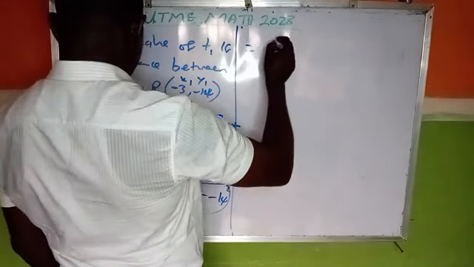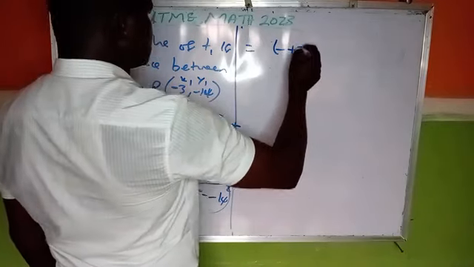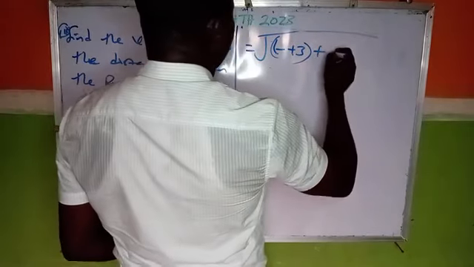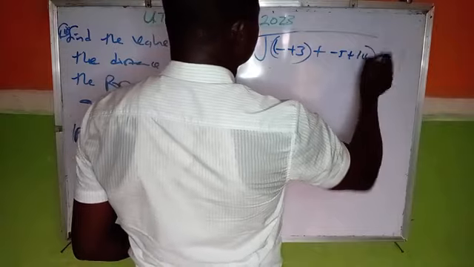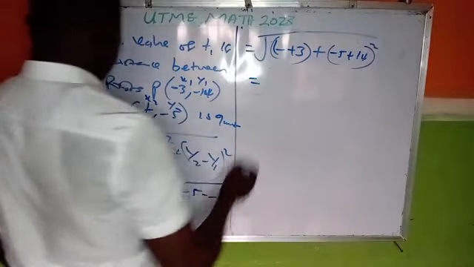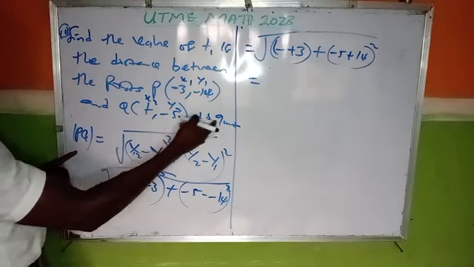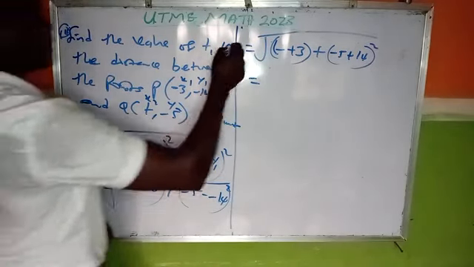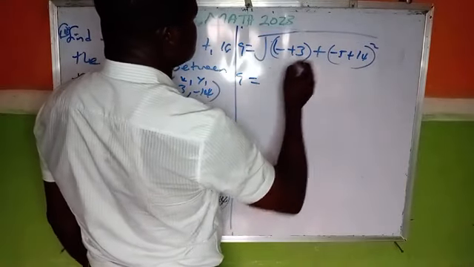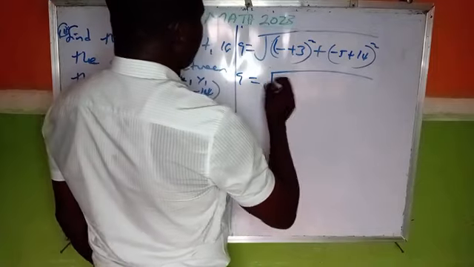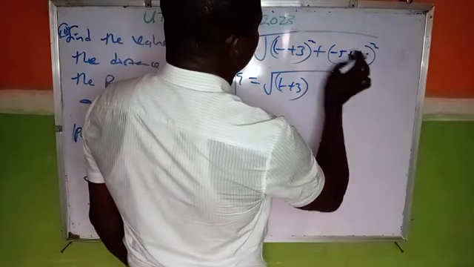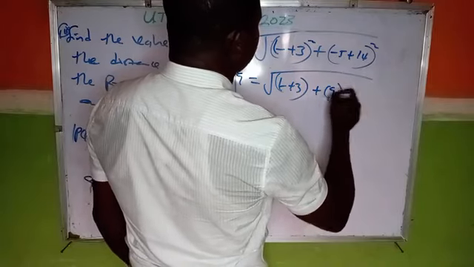So here you have t plus 3 squared plus minus 5 plus 14 squared, all under the square root. So here this PQ is equal to 9. So you can put 9 here. All this one is 9. So here you have t plus 3 squared plus this square. What is this? This plus this. So you have 9 squared.